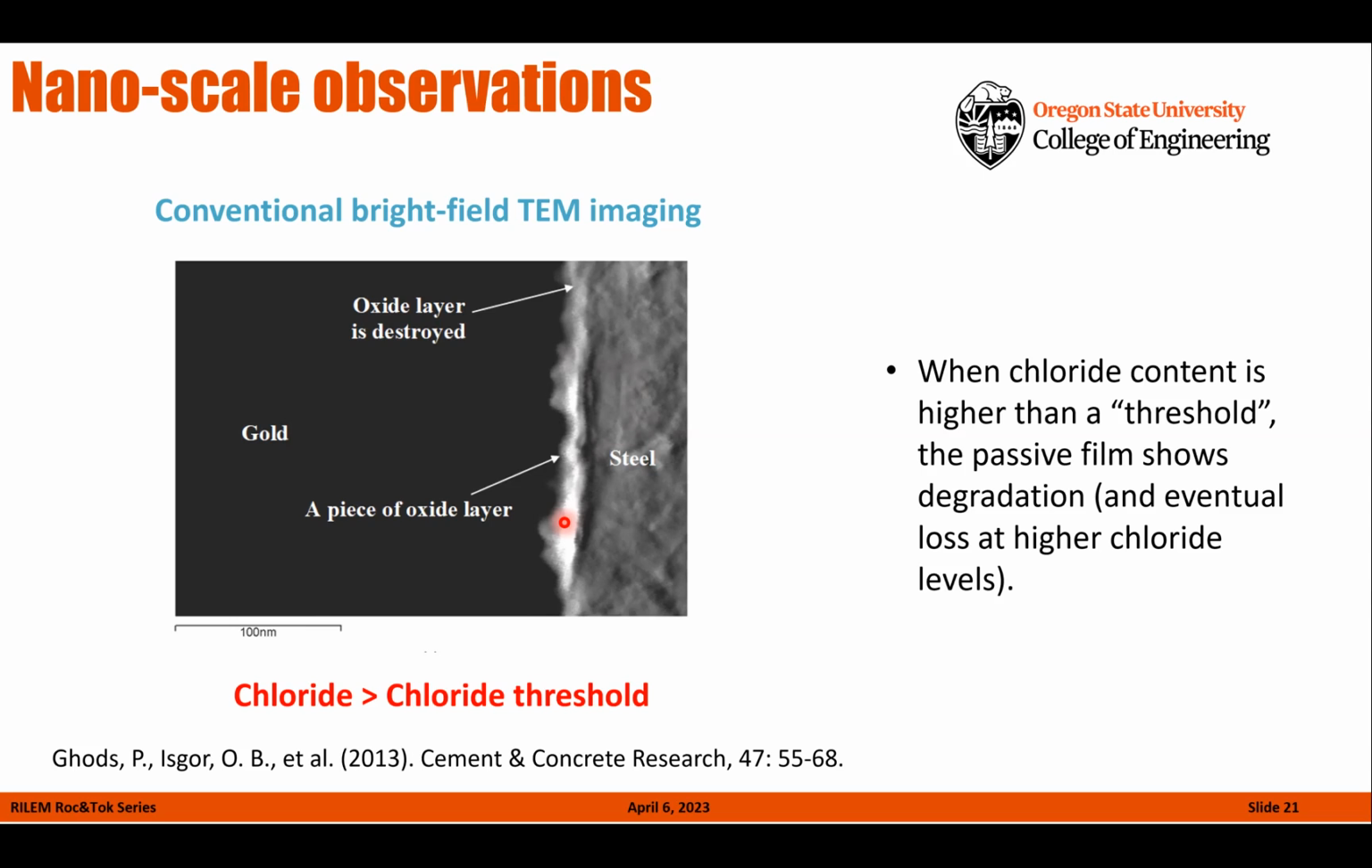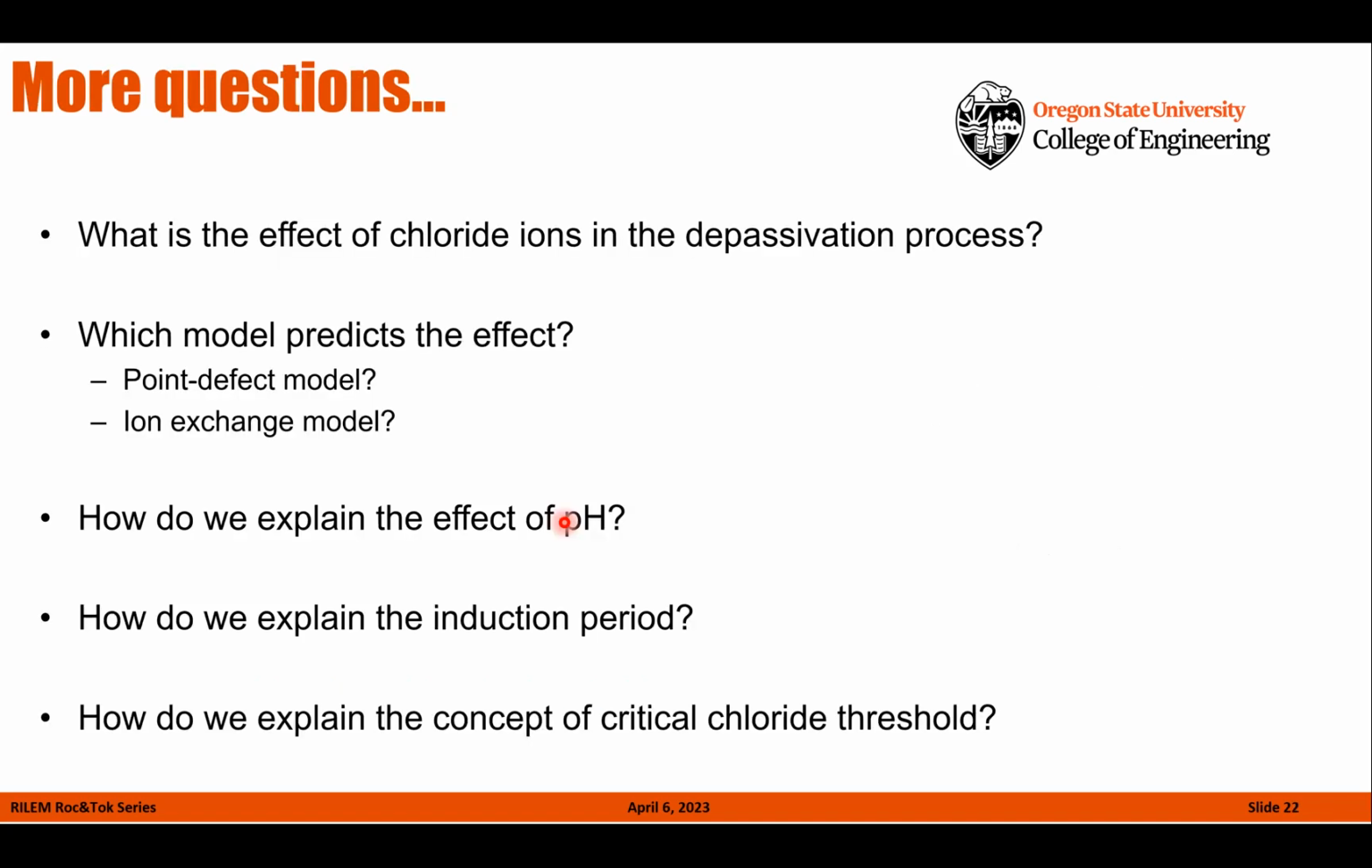And we also conclude that this concept of critical chloride threshold is not just an engineered property or a hypothetical property. It is actually a real concept. Although the quantification of critical chloride threshold has challenges, that doesn't change the fact that it's a real concept that exists. There is actually a critical chloride threshold that differentiates a passive film from a deteriorating film that results in active corrosion.